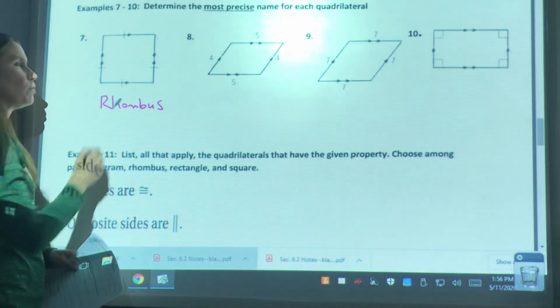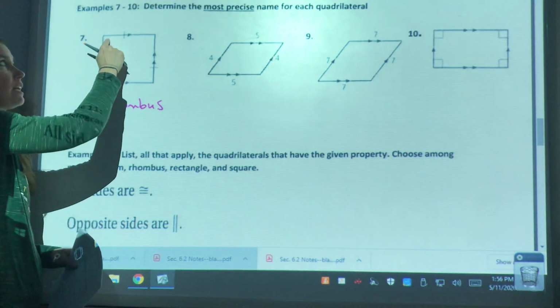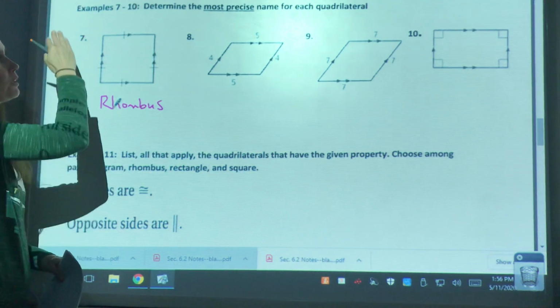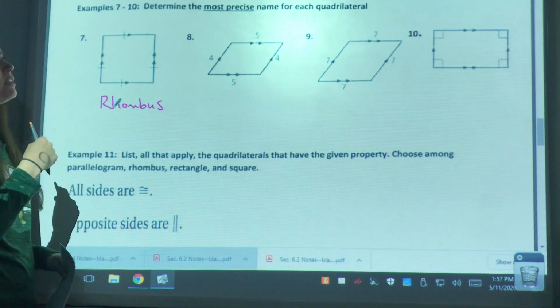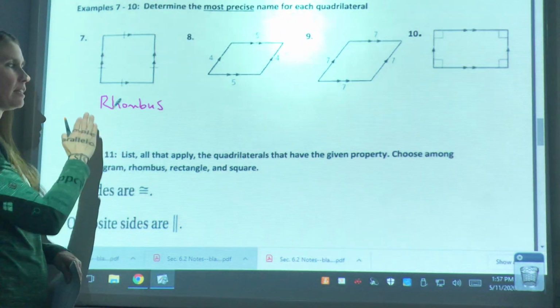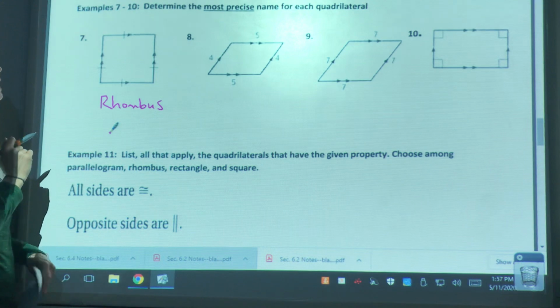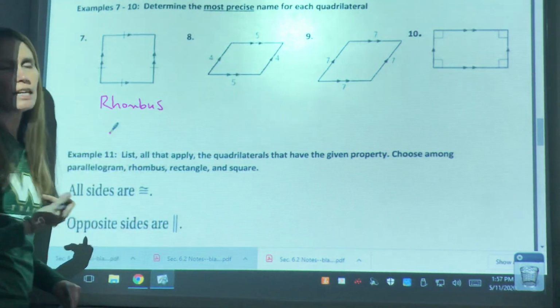You might say, oh, well, squares have all 4 sides congruent. That's true, but a square would have to have right angles here in the corner, or congruent diagonals, something that's letting me know it's a rectangle, and therefore, if it's a rhombus and a rectangle, then I would know it's a square. But at this point, the most specific thing I know is a rhombus. Okay, next one, I know that opposite sides are parallel based on the arrows.